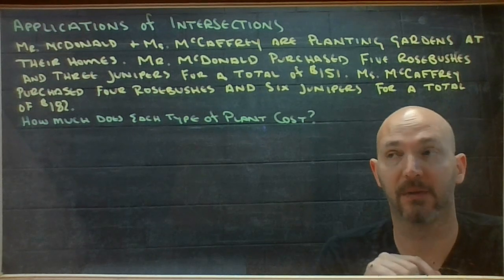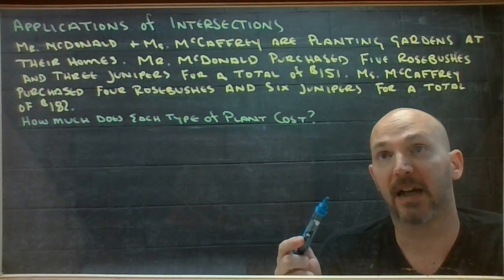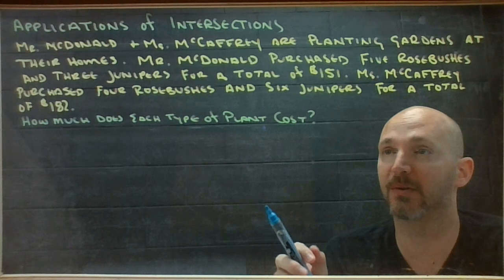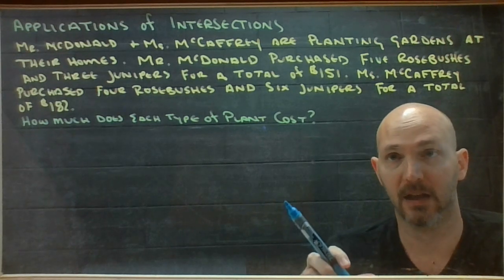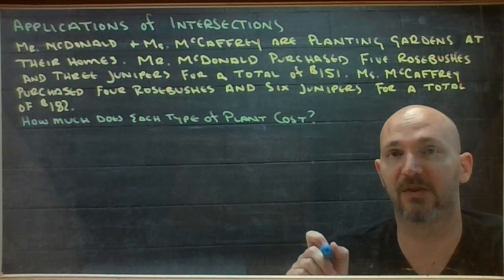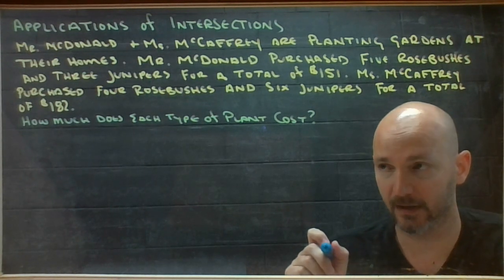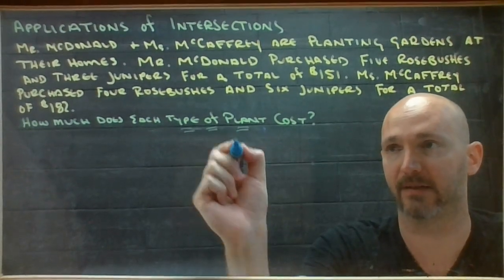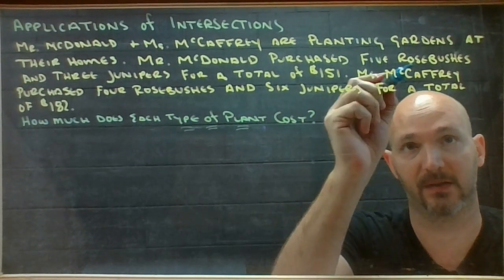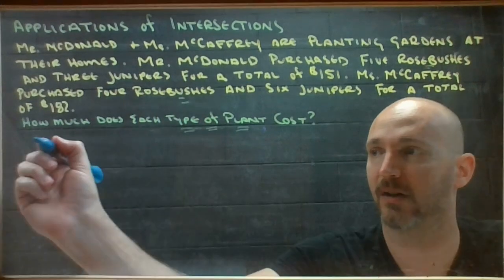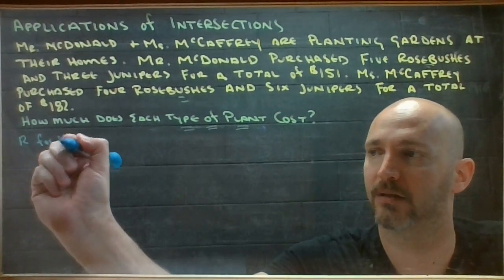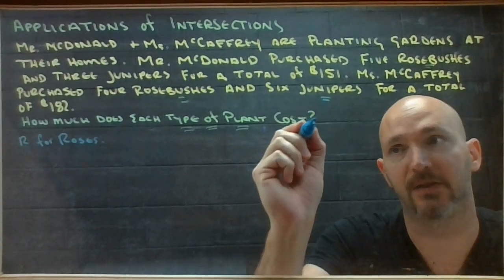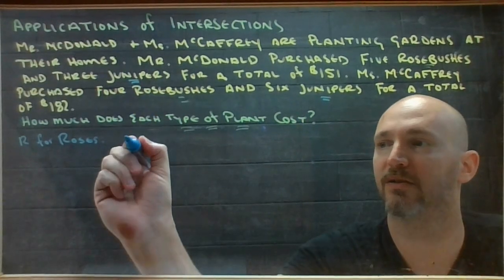We have a third example here. Mr. McDonald and Ms. McCaffrey are planting gardens at their homes. Mr. McDonald purchased 5 rose bushes and 3 junipers for a total of $151. Ms. McCaffrey purchased 4 rose bushes and 6 junipers for a total of $182. How much does each type of plant cost? Okay, type of plant. So I've got rose bushes there and there. So R for roses. And I have junipers. There they are, and there's some more junipers here. J for junipers.